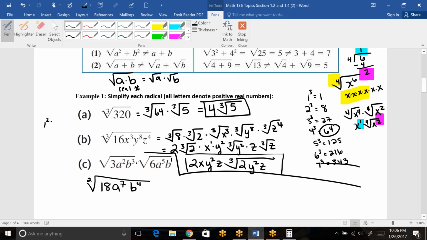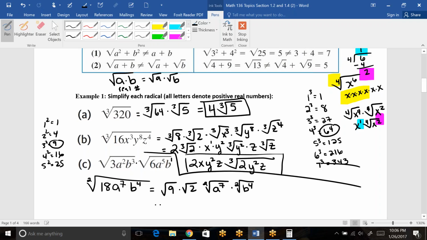Remember, perfect squares are 1 squared is 1, 2 squared is 4, 3 squared is 9, 4 squared is 16, and once you get to 5 squared, you've gone past 18. So the biggest number here that could possibly break down is a 9. So I would think of this as square root of 9 times square root of 2, because that multiplies to give me my 18. And then I'm going to be looking at a square root of a to the 7th and a square root of b to the 4th. Put my little 2's in here if it helps.